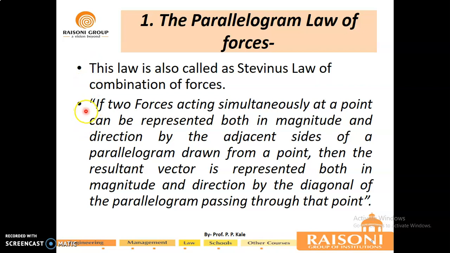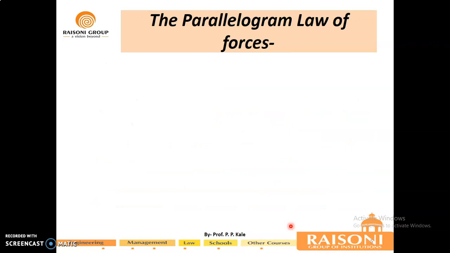Now what is the statement of this law? The statement of this law is if two forces acting simultaneously at any point can be represented both in magnitude and direction by the adjacent sides of the parallelogram drawn from a point, then the resultant vector is represented both in magnitude and direction by the diagonal of the parallelogram passing through that point. Okay, try to understand this statement. If you are not getting the statement right now, you will get it. Don't worry about that.